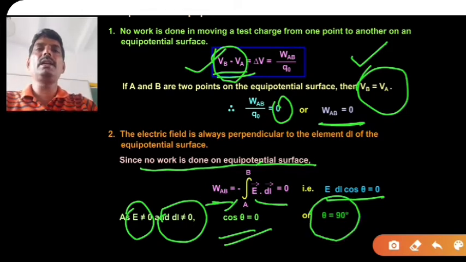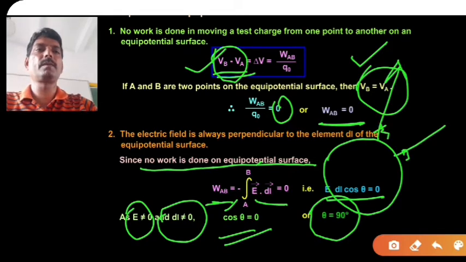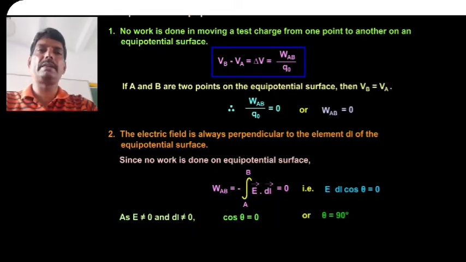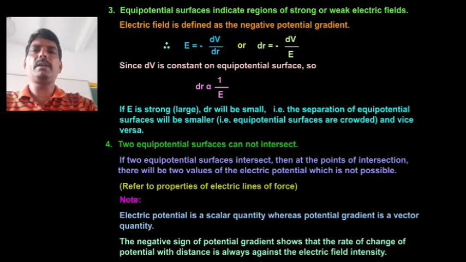That means electric fields are always perpendicular. For example, if you take any body like this, and draw the electric field lines from these charges, they will always be perpendicular, making an angle of 90 degrees with the surface. I hope you have understood this concept also. Now, equipotential surface indicates the region of strong and weak electric field lines. This is something new for you, but you have seen the diagram about that one.